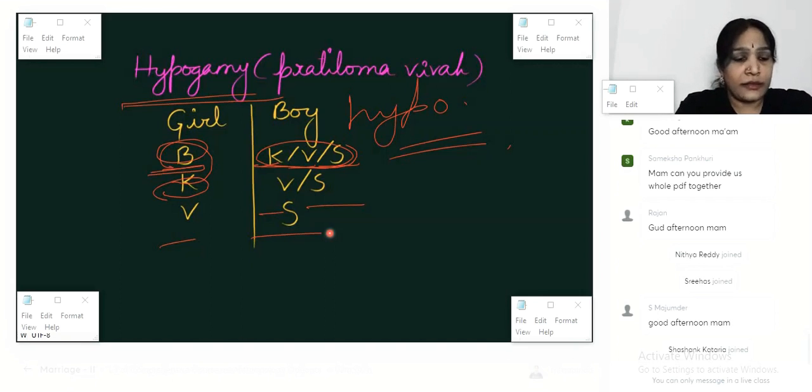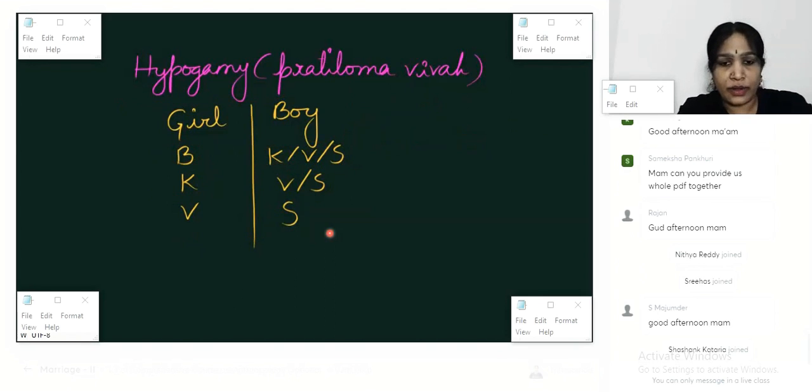That's all. Okay, fine. Now let us see a little more detail. What if a Sudra boy marries a Brahmin girl? Okay, like that is also possible. You tell me what it is called. Hypogamy.